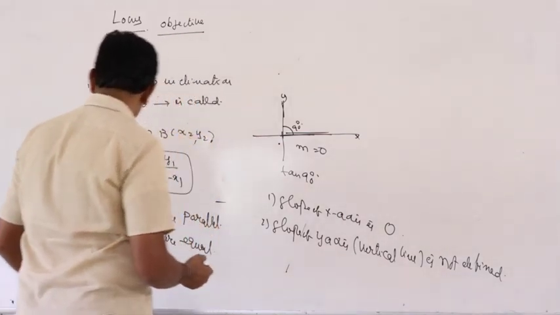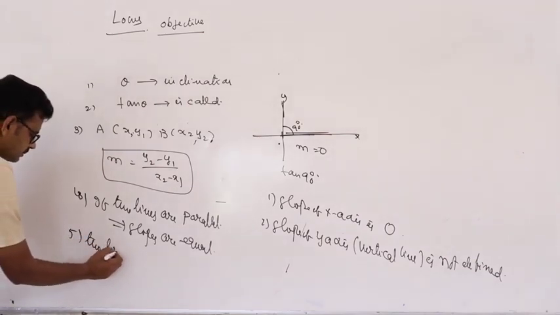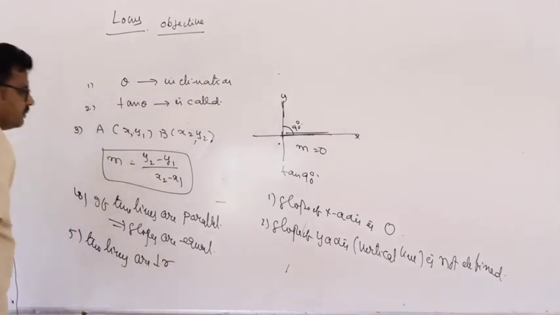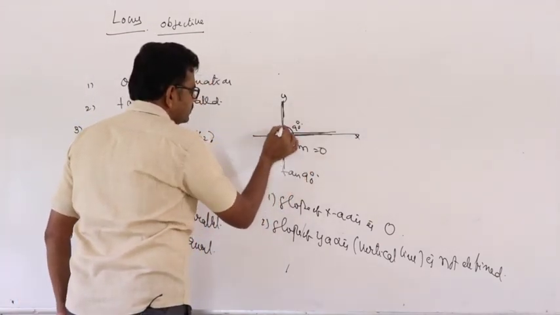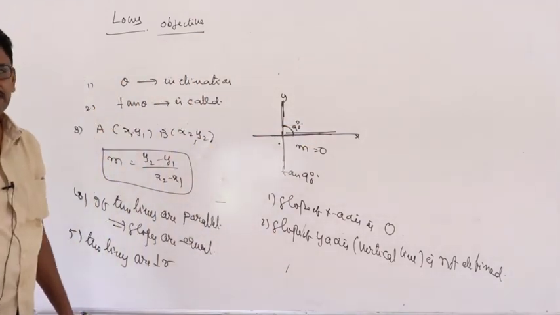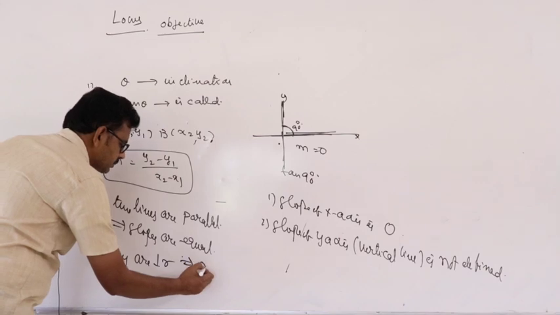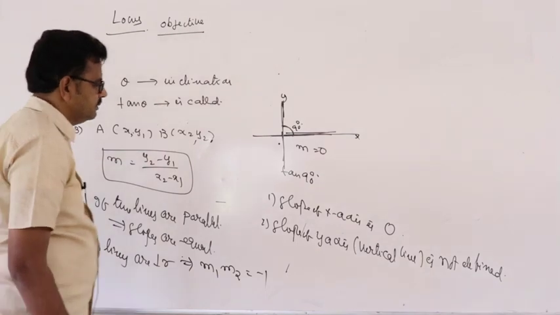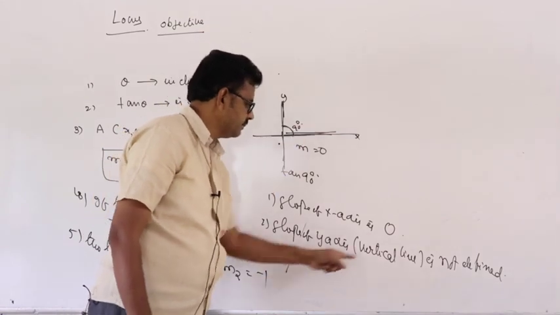Next, two lines are perpendicular. Two lines are perpendicular means non-vertical lines. What does that mean? This has slope 0, this has slope not defined. So these two are perpendicular, but their product is not minus 1. That's why non-vertical lines. If two lines are perpendicular, their product of slopes m1 into m2 is equal to minus 1. Slope of the x-axis is 0. Slope of the y-axis, that is a vertical line, is not defined.